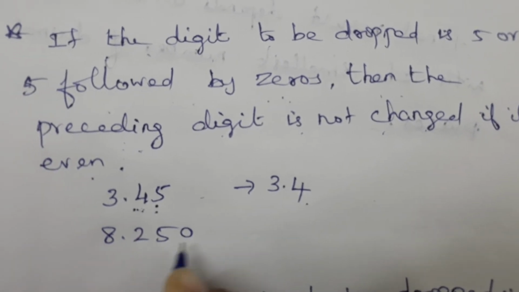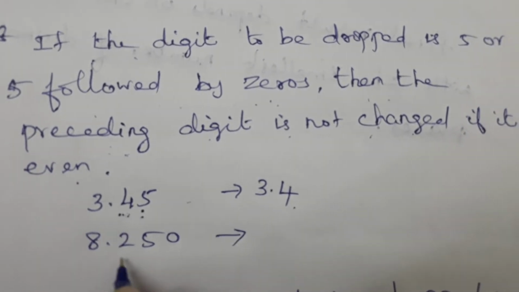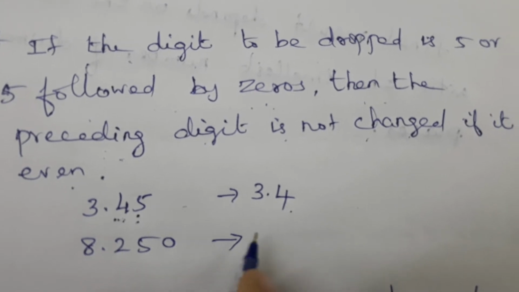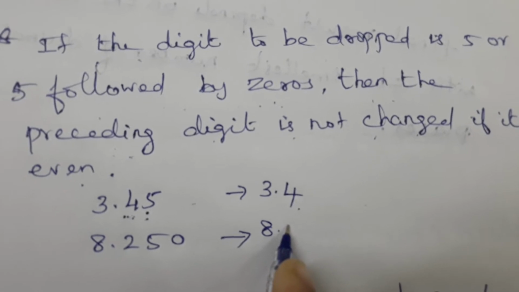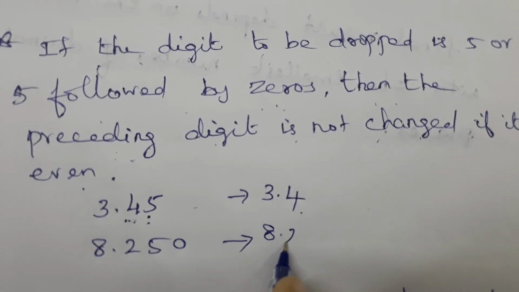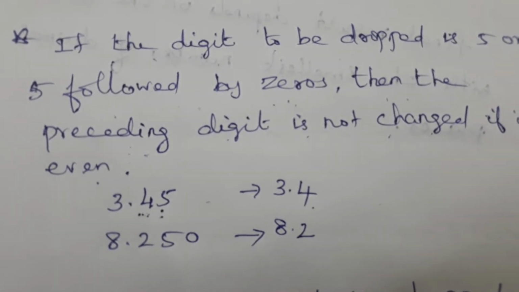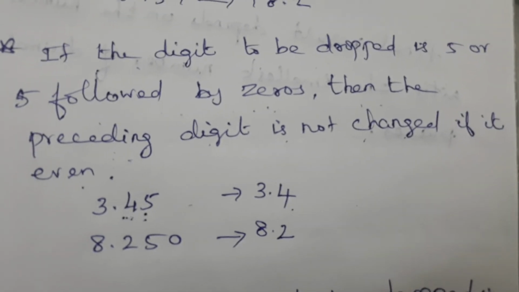8.250, 5 followed by zeros. If the preceding digit is even, it should not be changed to 1. So we can write 8.2. The next rule.